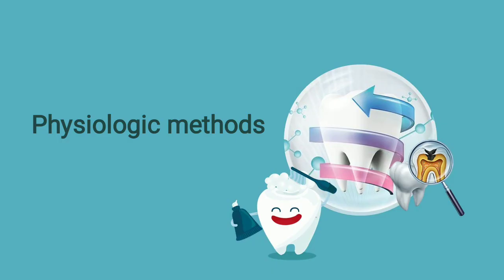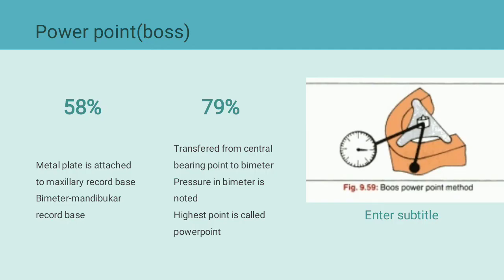Here we go into the physiological methods. In the physiological method, the first one is power point. It was discovered by Boos. A metal plate is attached to the maxillary record base, and a bimeter to the mandibular record base. For the maxillary record base, a metal plate is used, and for the mandibular record base, a bimeter is used. Then transfer from the central bearing point to the bimeter is involved. Pressure in the bimeter is noted. The highest point in the bimeter is referred to as the power point.